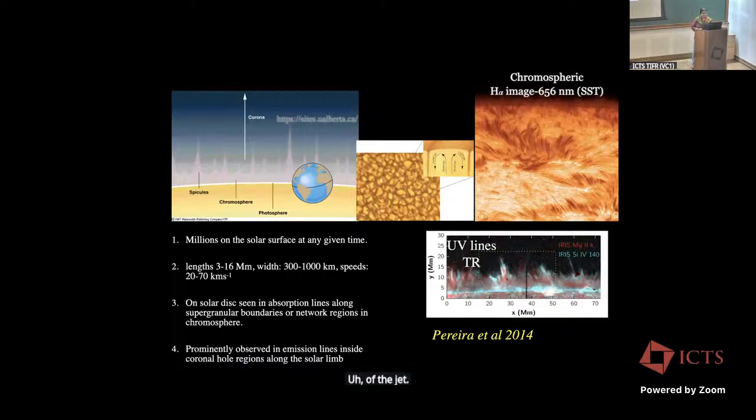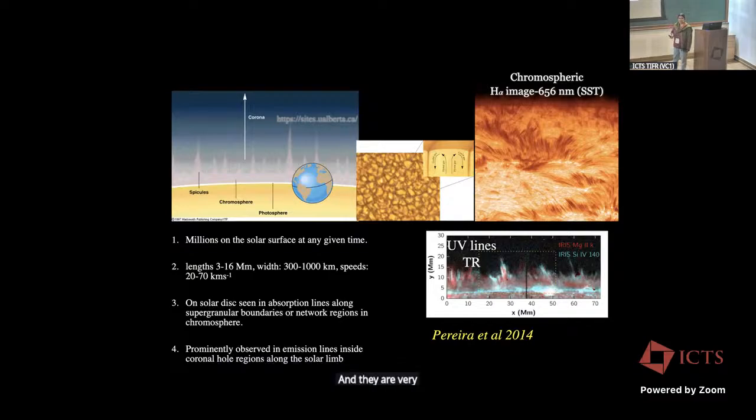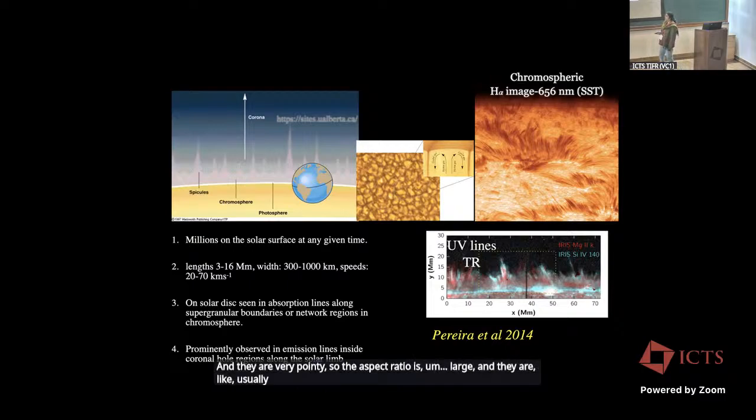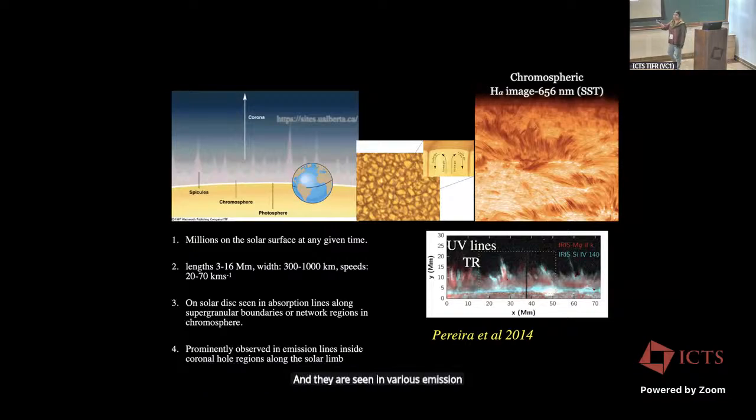And these typically have varying lengths, 3,000 to 16,000 kilometers. And they are very pointy, so the aspect ratio is large. And they are usually of supersonic speeds, varying from 20 to 70 kilometers per second, which is supersonic on the surface of the sun. And they are seen in various emission and absorption lines depending on where you are looking.